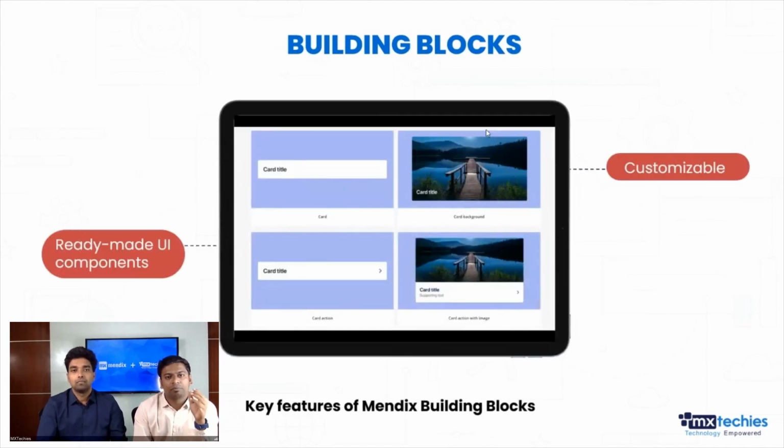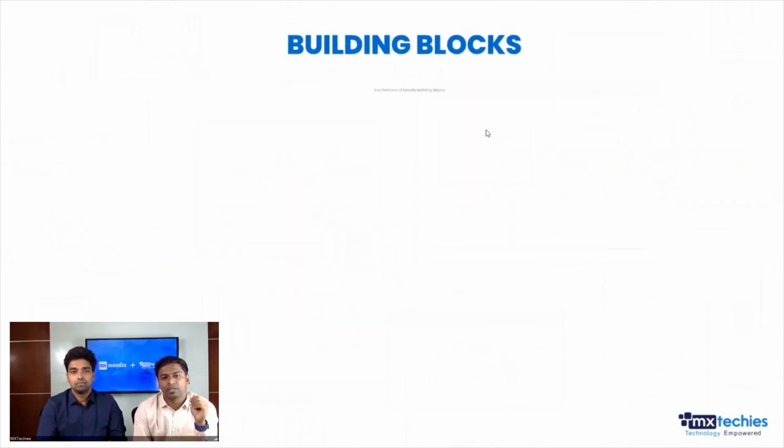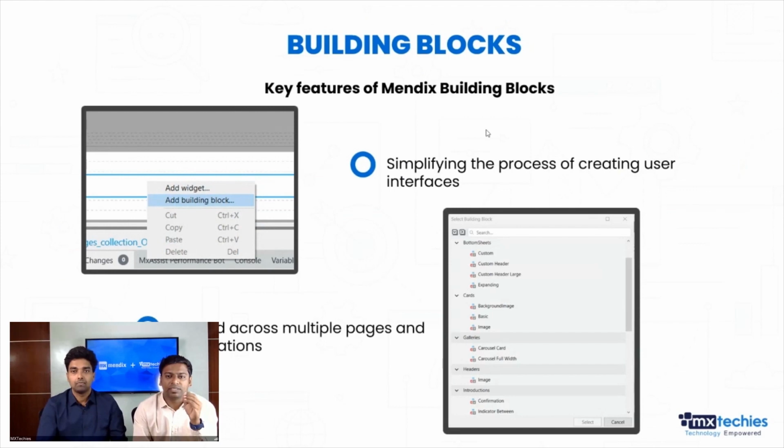Building blocks. Building blocks are ready-made UI components that can be easily added to a Mendix application. Building blocks include various elements such as headers, lists, forms, cards, and wizards. Similar to page templates, building blocks can be adjusted and created as per your needs. By using building blocks, Mendix facilitates a uniform and streamlined user experience. You can simply right-click on a page and add your building blocks into your Mendix project.